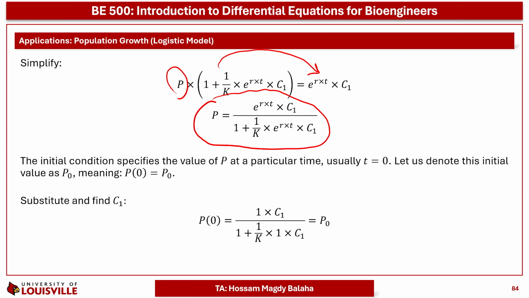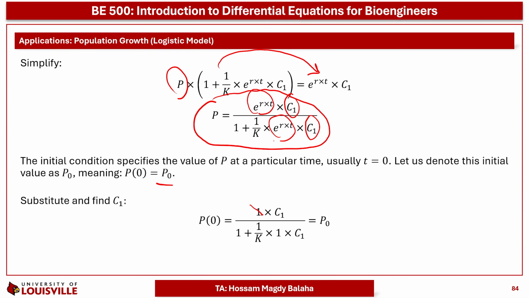So now we need to find the constant c1. So let's assume at time t equals 0, the initial population was p naught. So simply substitute t in the equation by 0. So the exponential of 0 will be 1 here.